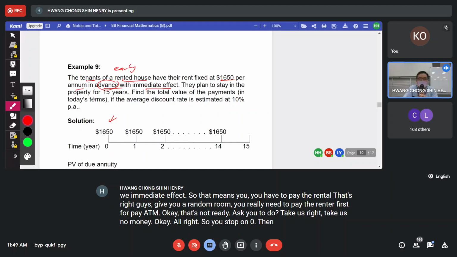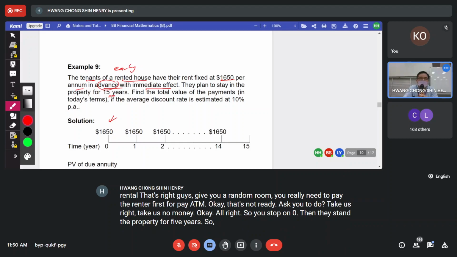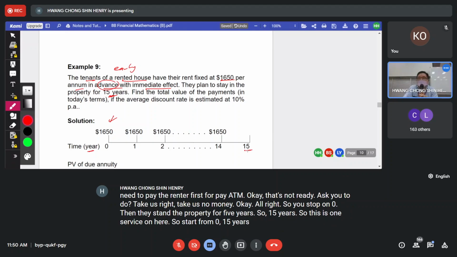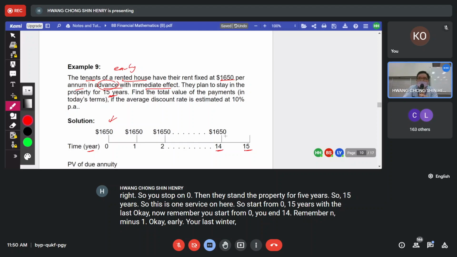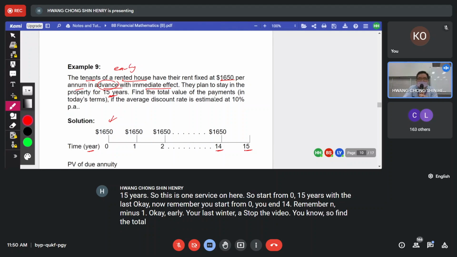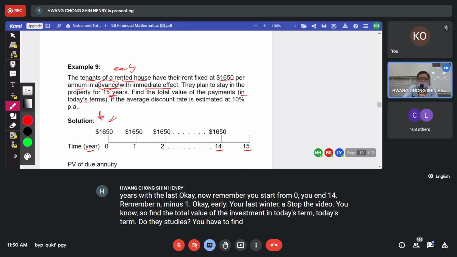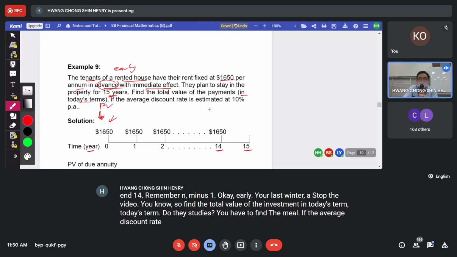Then they pay to stand the property for 15 years. So this is a line chart based on year. So start from 0, 15 years is the last. Okay, now remember you start from 0, you end at 14. Remember n minus 1. You pay early, so your last rental payment stops early. So find the total value of the investment in today's term. Today's term means you have to find the what do you call that? The PV. If the average discount rate is estimated at 10% per annum, 10% per annum means what?